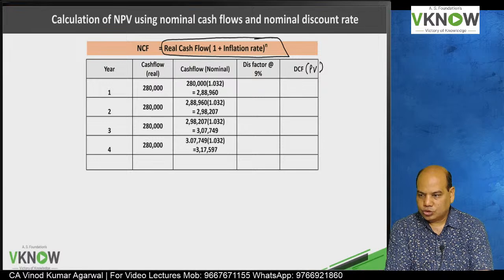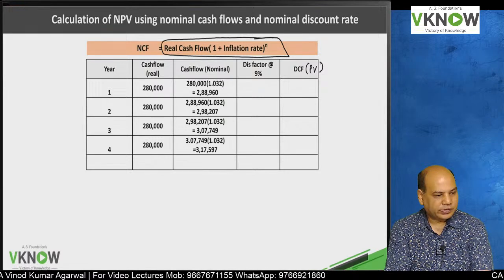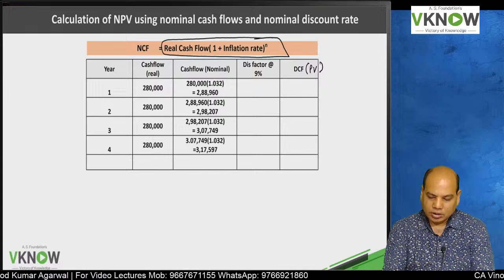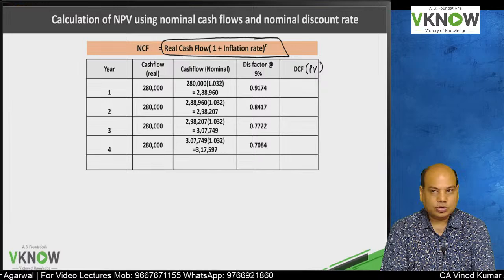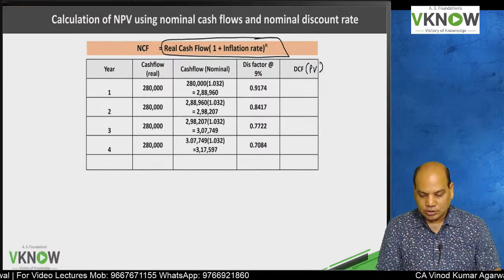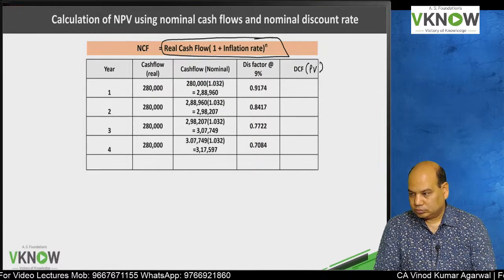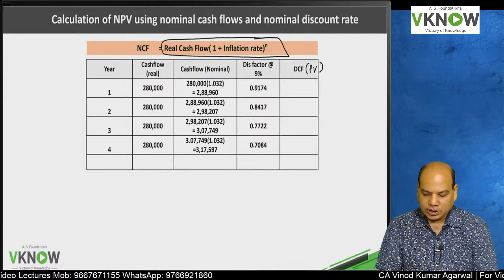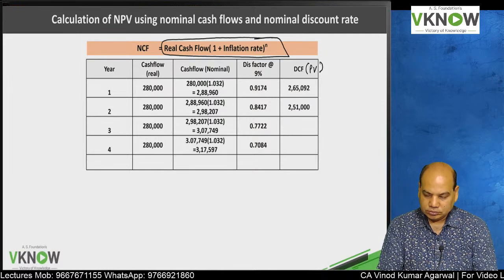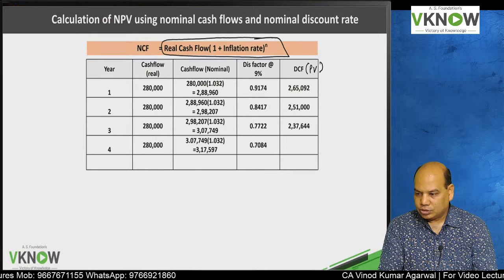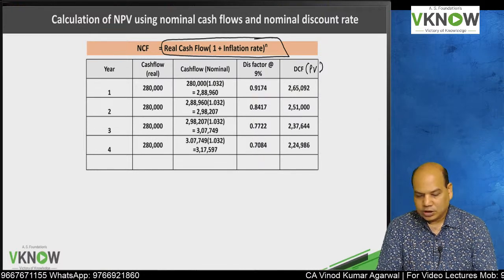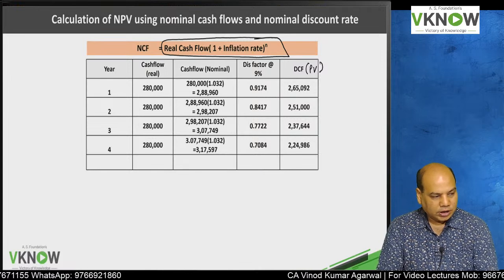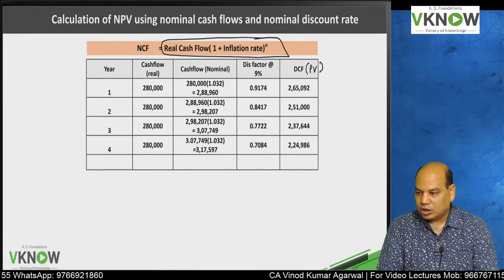All of you, please do it. Take the 9% factor first, and after taking the 9% factor, multiply and take the total. Use the memory plus function. Anybody who got the total, would you like to reply?